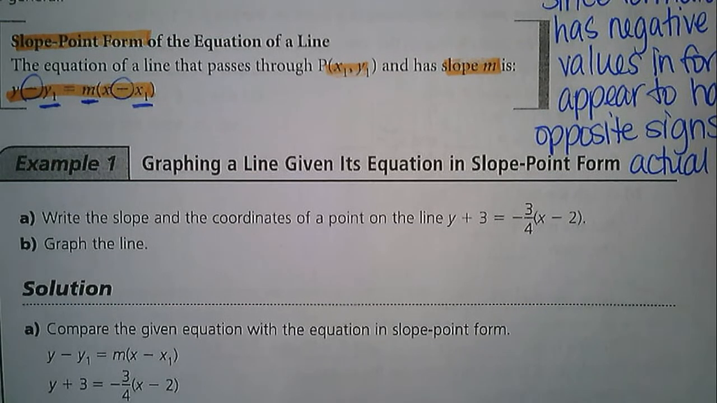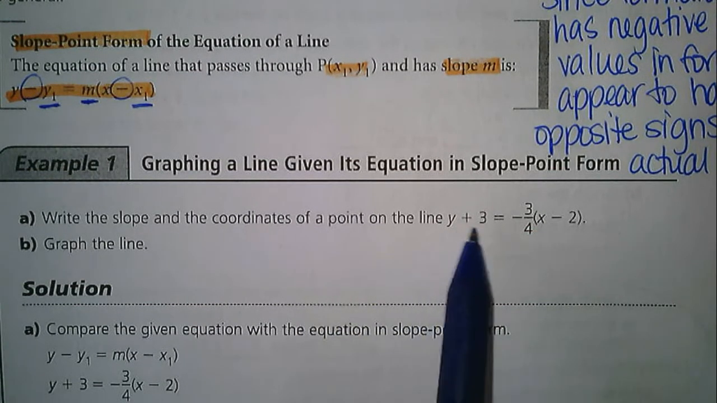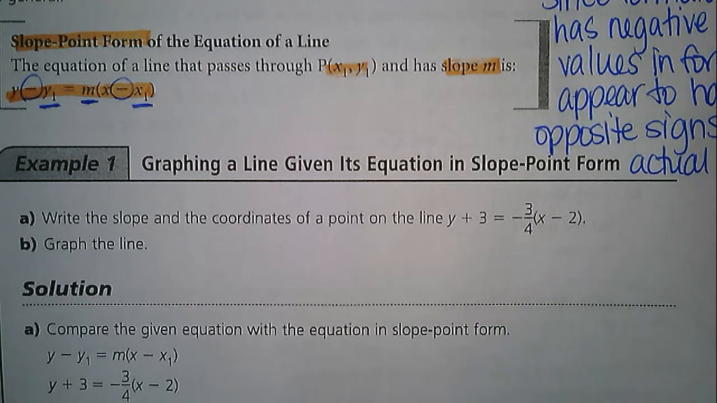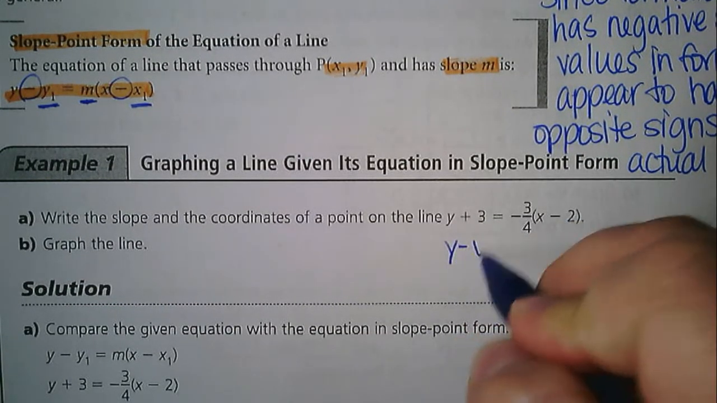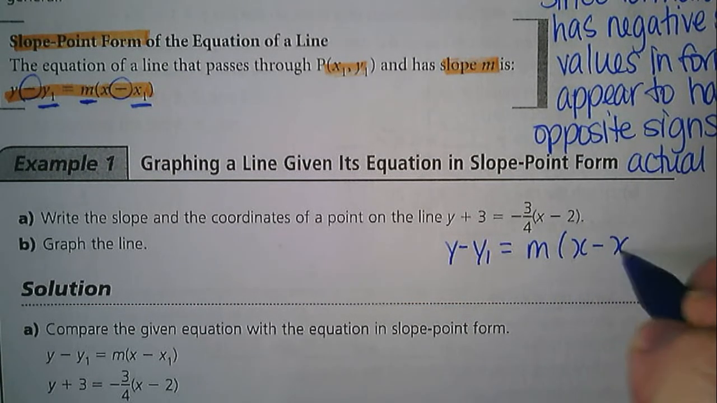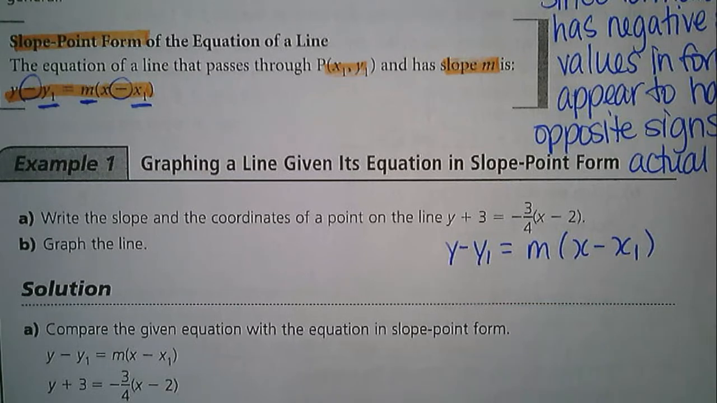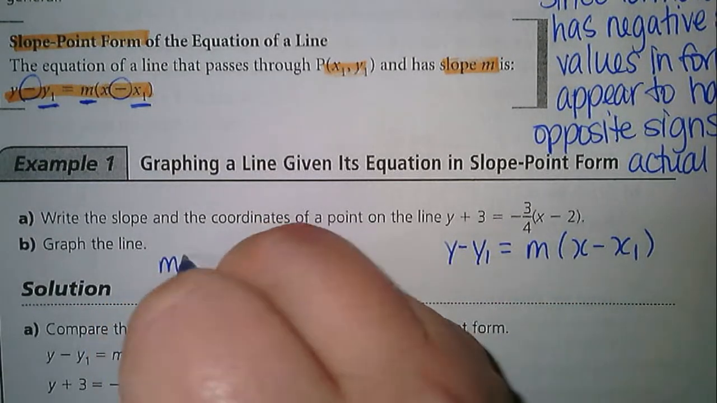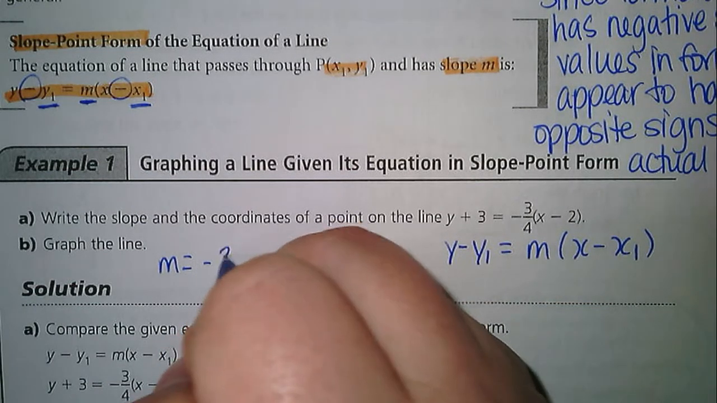In the example, for part A, it asks me to write the slope and the coordinates of a point that lies on the line y plus 3 equals negative 3 over 4 times (x minus 2). And then they ask me to graph the line. There are a few things I can pull from this right away because I'm using the y minus y1 equals m(x minus x1) form of this equation. Right off the bat, nice and easy, I can pull out my m value, or my slope value. My slope value is negative 3 over 4.